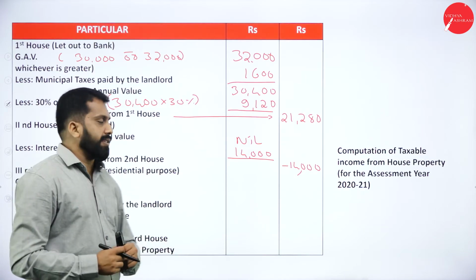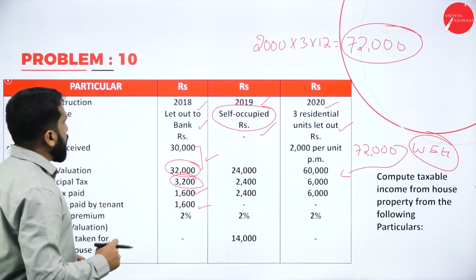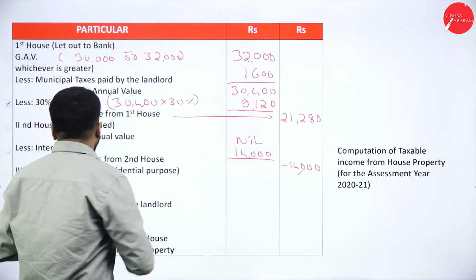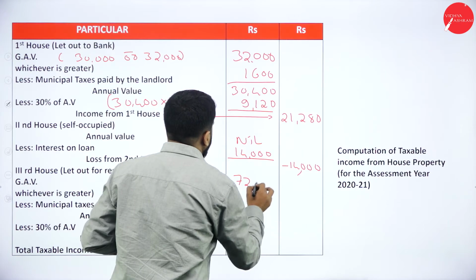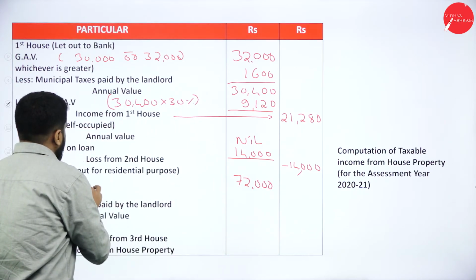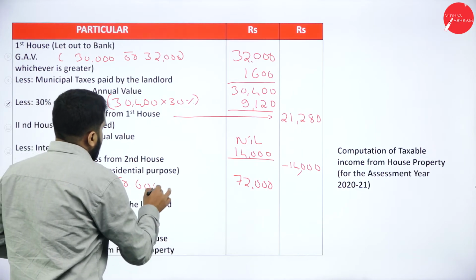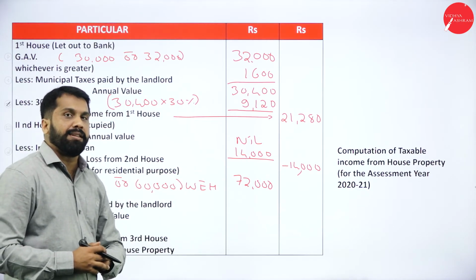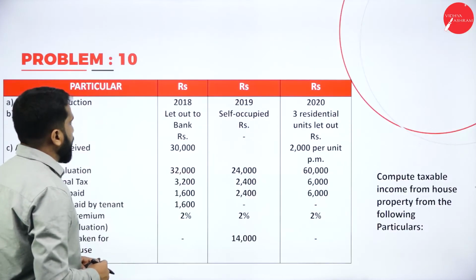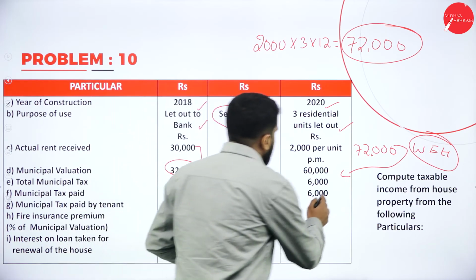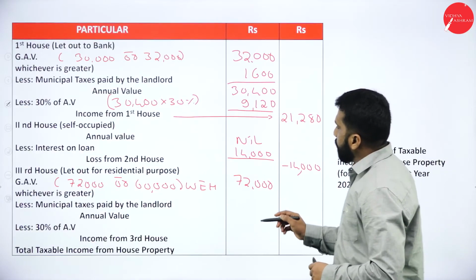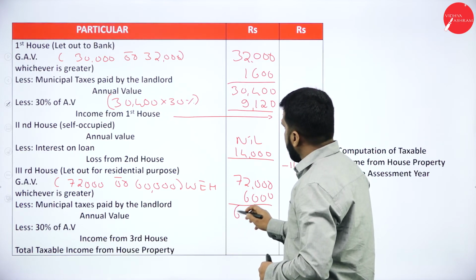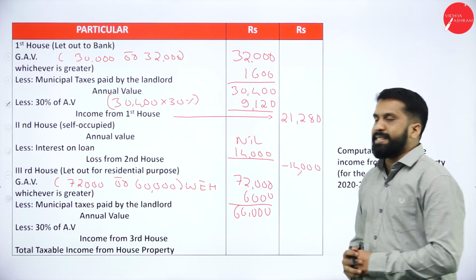We'll go for the third house. Now, in the third house, whichever is higher, 72,000 or 60,000, 72,000 is higher. So your answer for the third house is 72,000. Now, municipal tax paid by the landlord. He has paid 6,000. Out of 72,000, if we minus 6,000, your answer is 66,000.